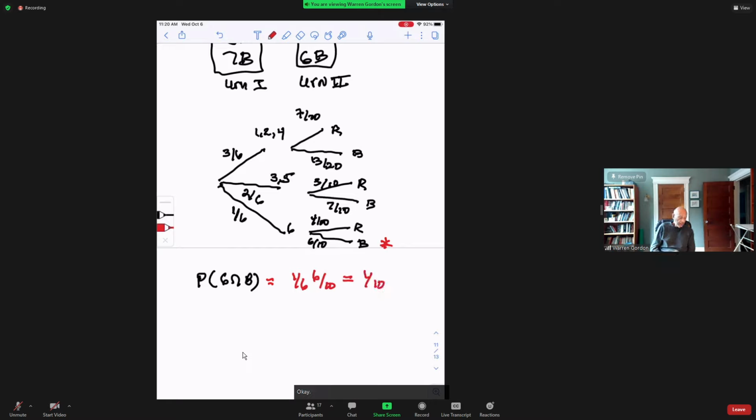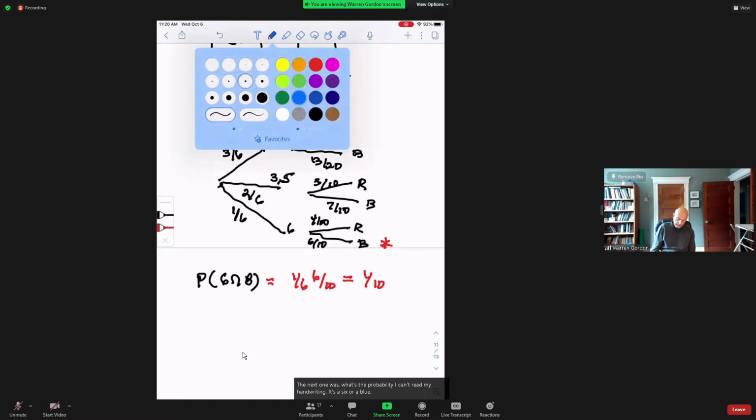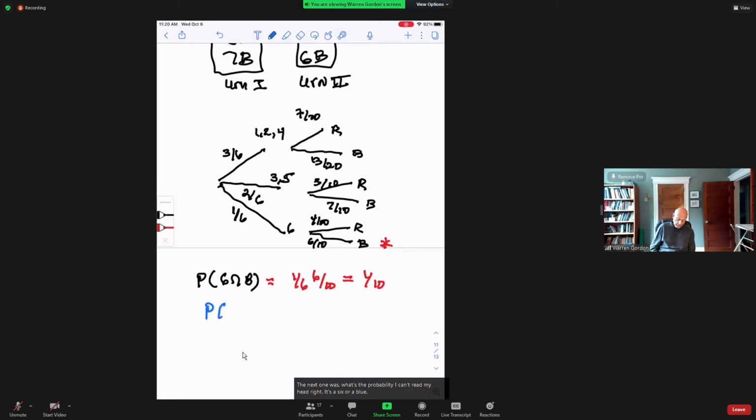Okay, the next one was, what's the probability? I can't read my handwriting. It's a 6 or a blue is drawn. Yeah, a 6 or a blue. Okay, well, this can be done in a number of ways. One way, the easiest way I think, is that the probability of getting a 6 is just 1/6. I'll do this a couple other ways for you.